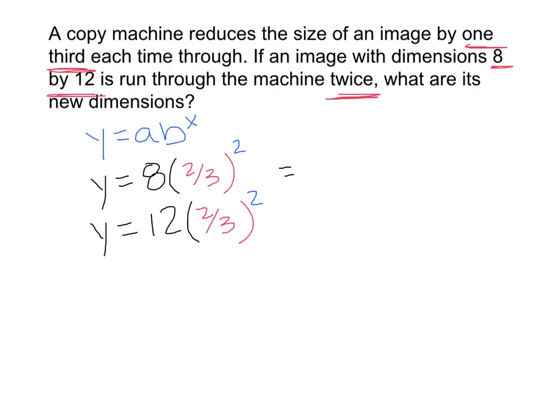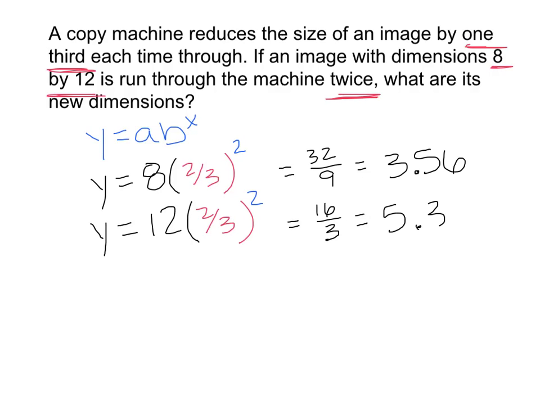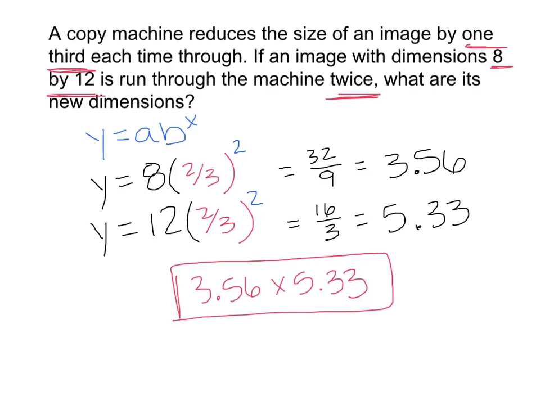So 8 times 2/3 squared gets me a fraction, 32/9. And since this is a copy machine, it's probably going to convert it to a decimal, which is about 3.56. In the second dimension, 12 times 2/3 squared, again, we're going to get a fraction, 16/3. And again, I'm going to simplify it into a decimal, so let's say 5.33. So the final dimensions of this picture are 3.56 by 5.33. It's been reduced a couple times, reduced by 1/3 each time.